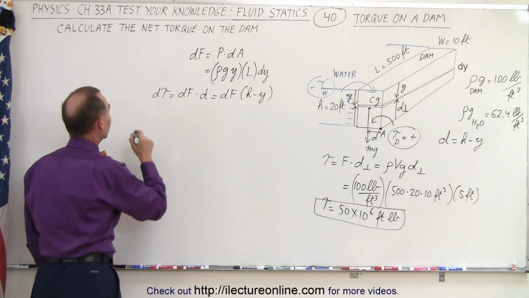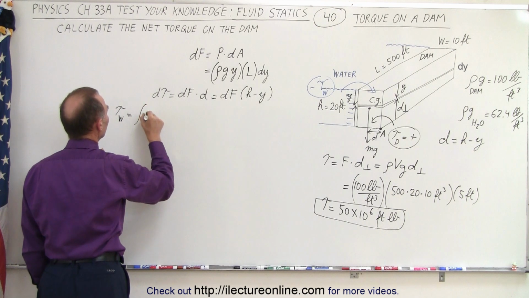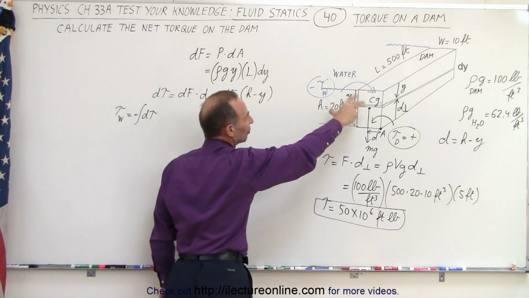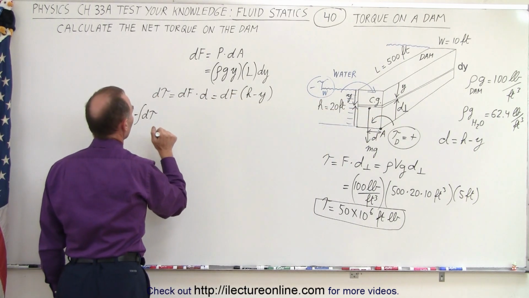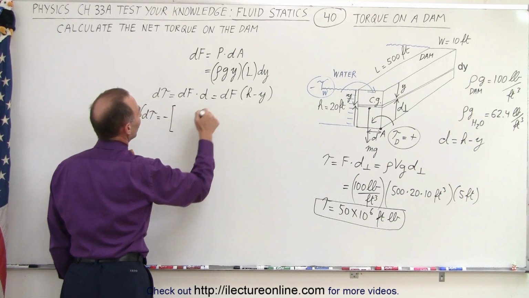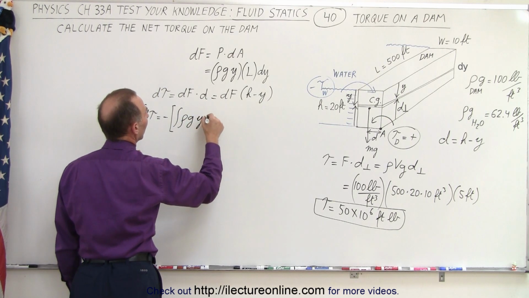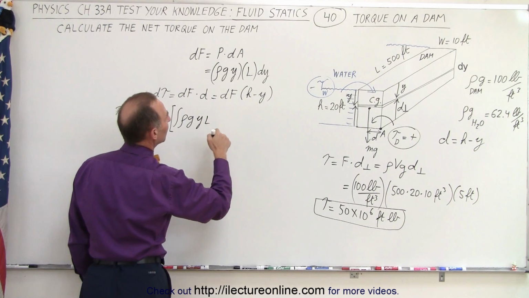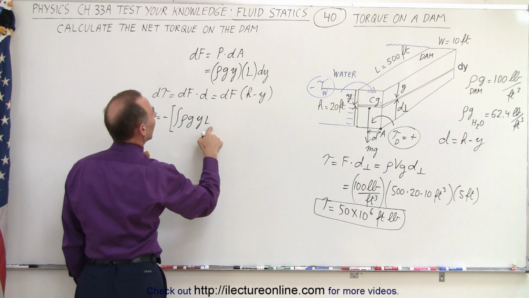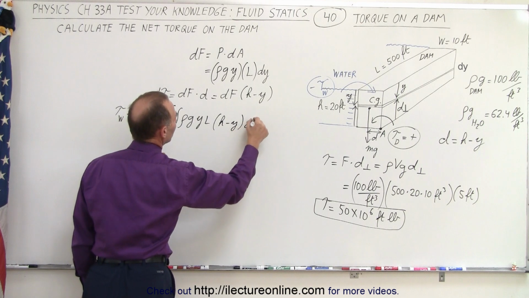And so now we can say that the total torque caused by the water is going to be equal to the integral of all little d torques. Of course, it's going to be negative because it gives us a negative direction on the torque. And so that's going to be equal to negative times the integral of rho g y l times dy. That's my df. And I need to multiply that times h minus y, and I still need my dy right here.